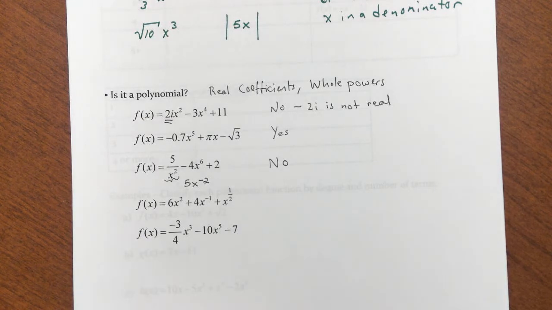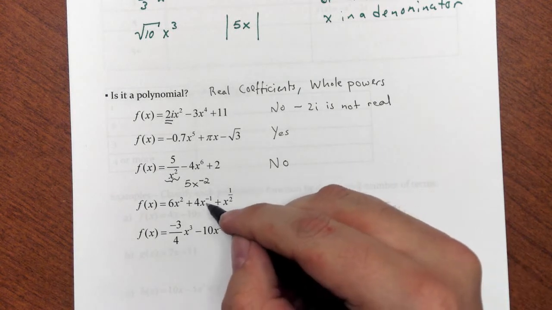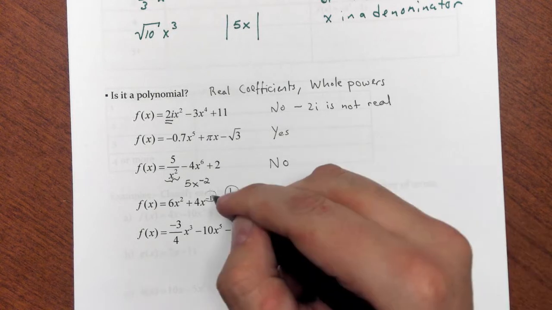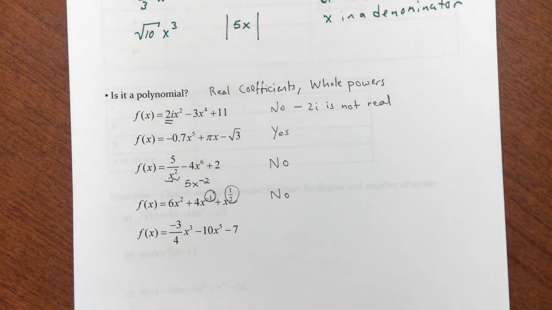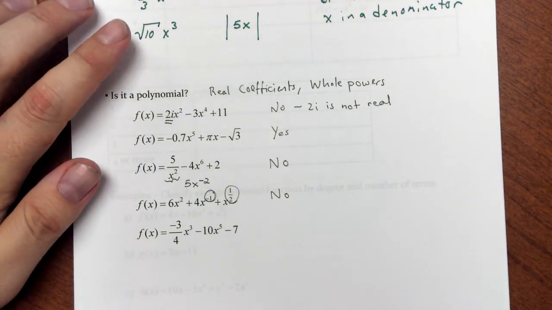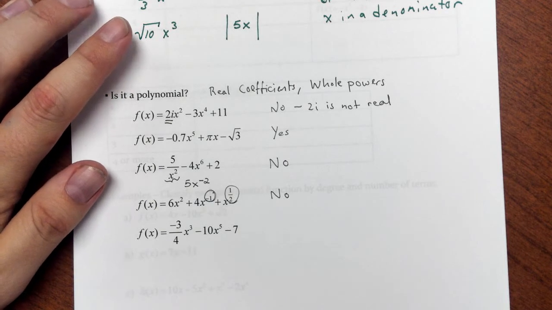My fourth example, 6x squared plus 4x to the negative 1st plus x to the 1/2. Well, negative 1 and 1/2, neither of those is a whole number. So both of those are a problem. Is this a polynomial? No, because not each of those terms meets these conditions. The coefficients are all real, but not all the powers are whole numbers. One last example right here, negative 3/4 x cubed minus 10x to the 5th minus 7.